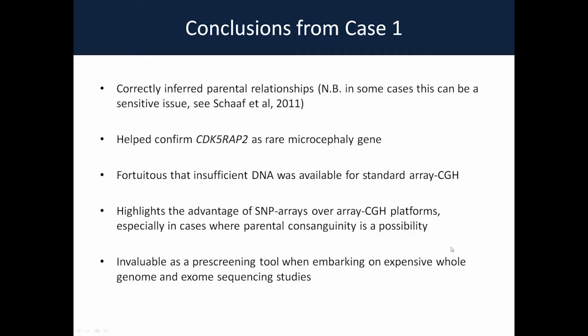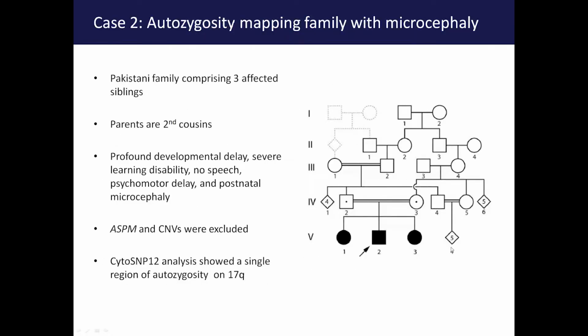But I suppose these results highlight the advantage of SNP over aCGH, especially in cases where there's any possibility that there might be some consanguinity. And so it's invaluable as a pre-screening tool before embarking on expensive genome and exome sequencing studies. But I suppose as the cost of whole genome sequencing and exome sequencing decreases, this last point won't become so important moving forward.